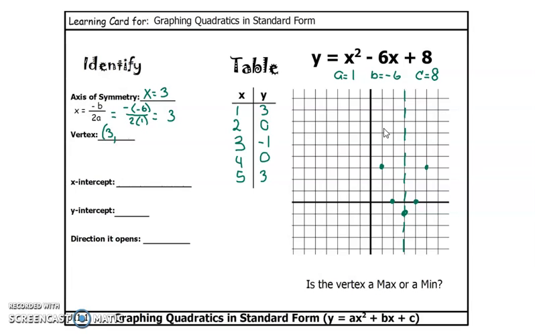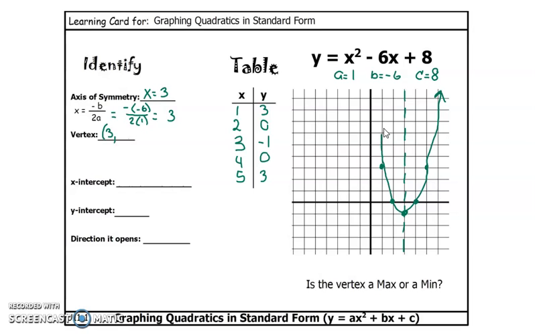Remember, we need to connect these with a curve. So make sure you do the best you can to make it curvy and not a straight line. Sorry guys, it's hard for me to do a good curve using the tablet.